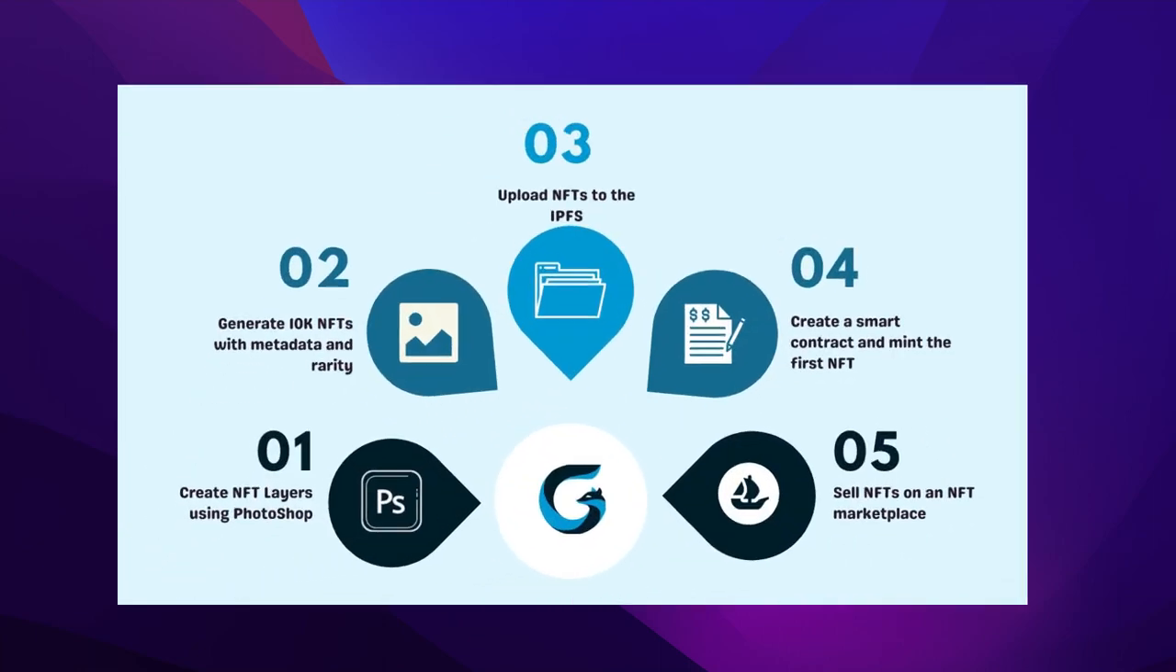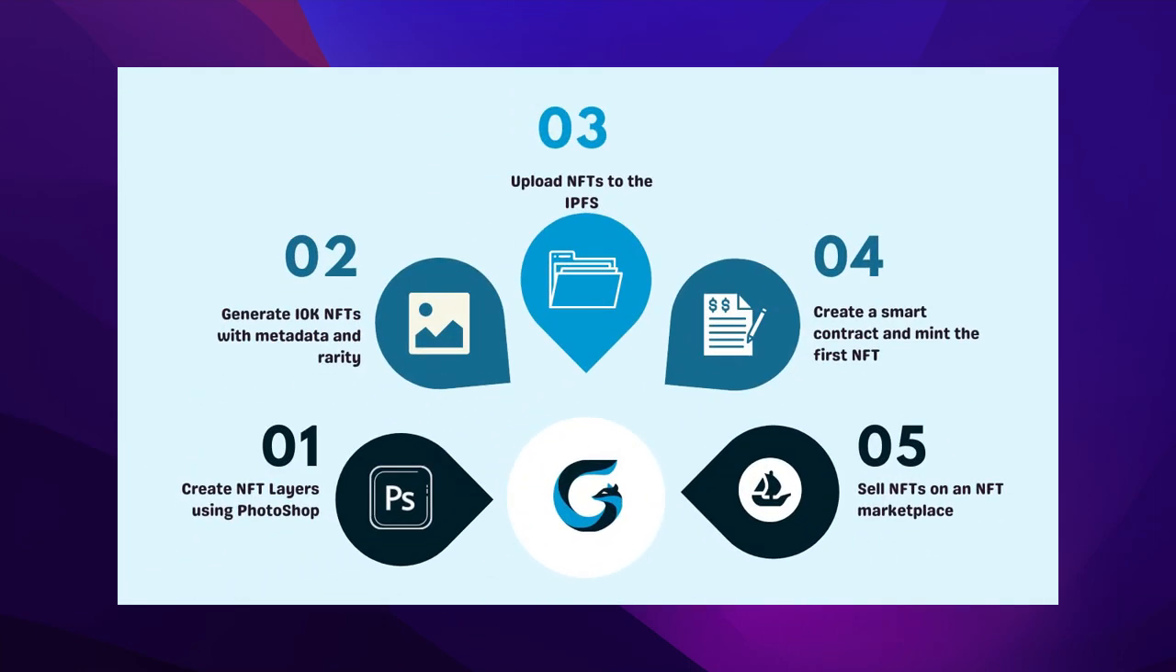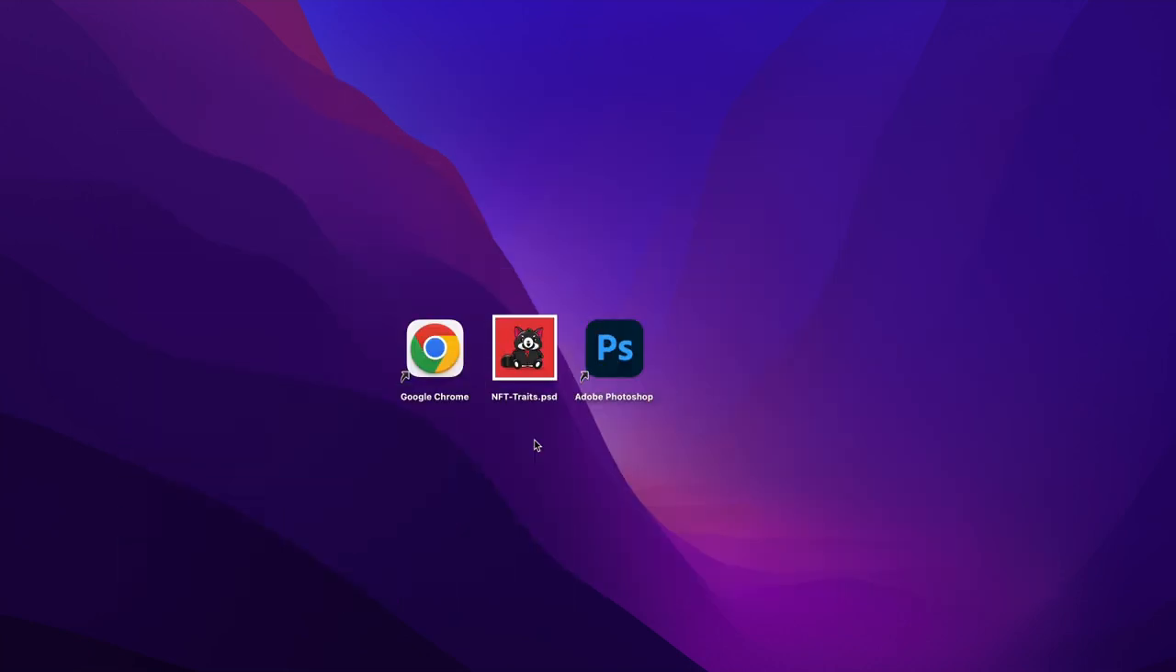In this video, we're going to see together a step-by-step guide to 10K NFT collection creation, starting by creating layers in Photoshop. Generate NFTs and metadata files with Rarity. Upload NFTs to the IPFS. Create a smart contract and mint the first NFT. Sell NFTs on an NFT marketplace. In our case, we will use Opensea. So let's get started. Now, we are going to create 10K unique NFTs using only our browser and Photoshop project.